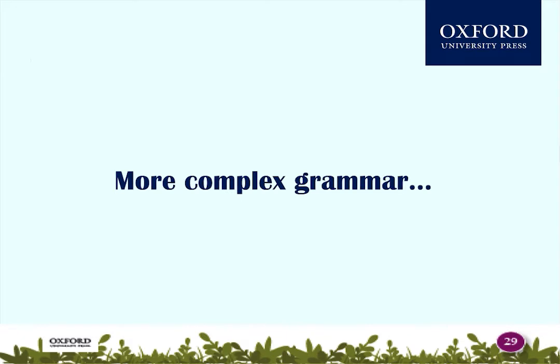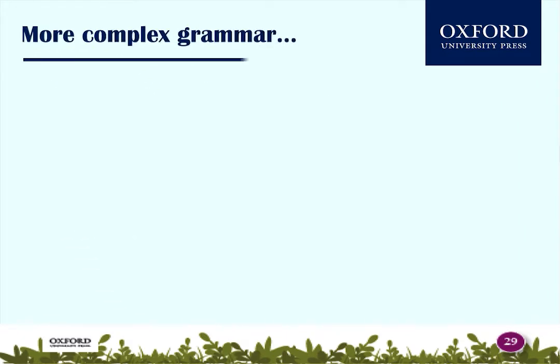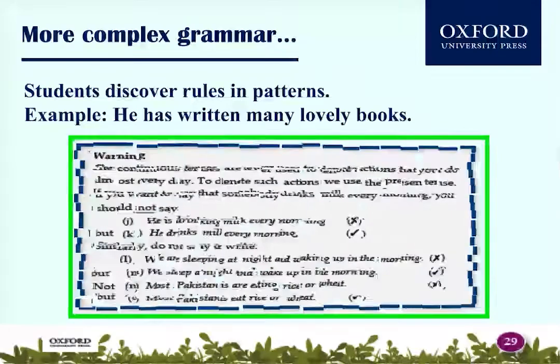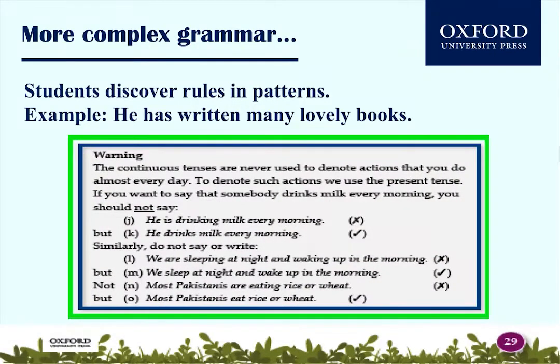We can now move on to more complex grammar once children have developed facility with the basics of grammar points and functions, and help them discover more rules in the patterns that they see and read. So for example, he has written many lovely books. The continuous tenses are never used to denote actions that you do almost every day. To denote such actions, we use the present tense.